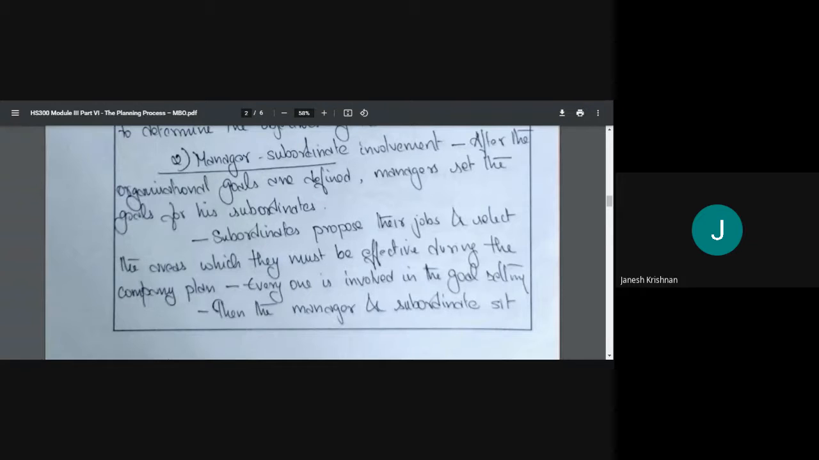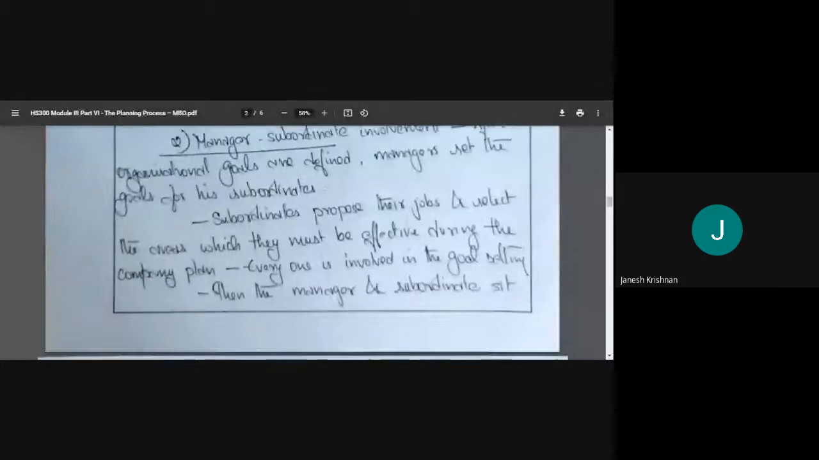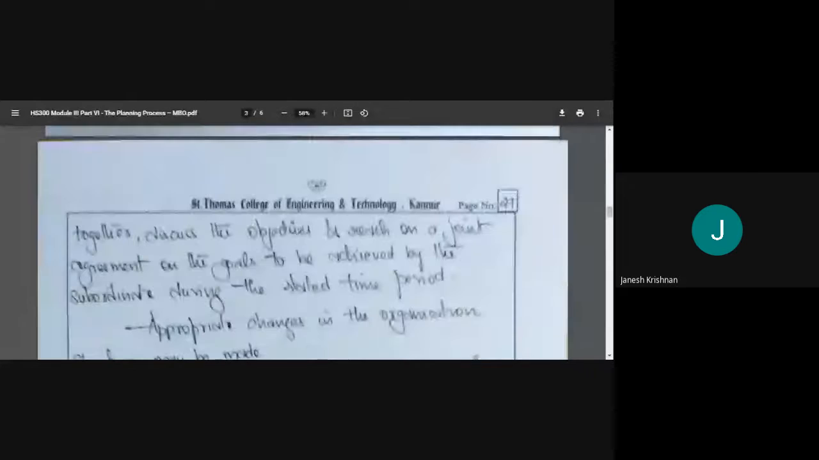Sometimes what happens is, a member from department A, which is in charge of producing the body, right? He might say, see sir, I am better in assembly. Like manager, I can work more effectively or more efficiently. So the manager will take that into consideration. Okay. Then the manager and subordinates sit together, discuss the objectives, and reach a joint agreement.